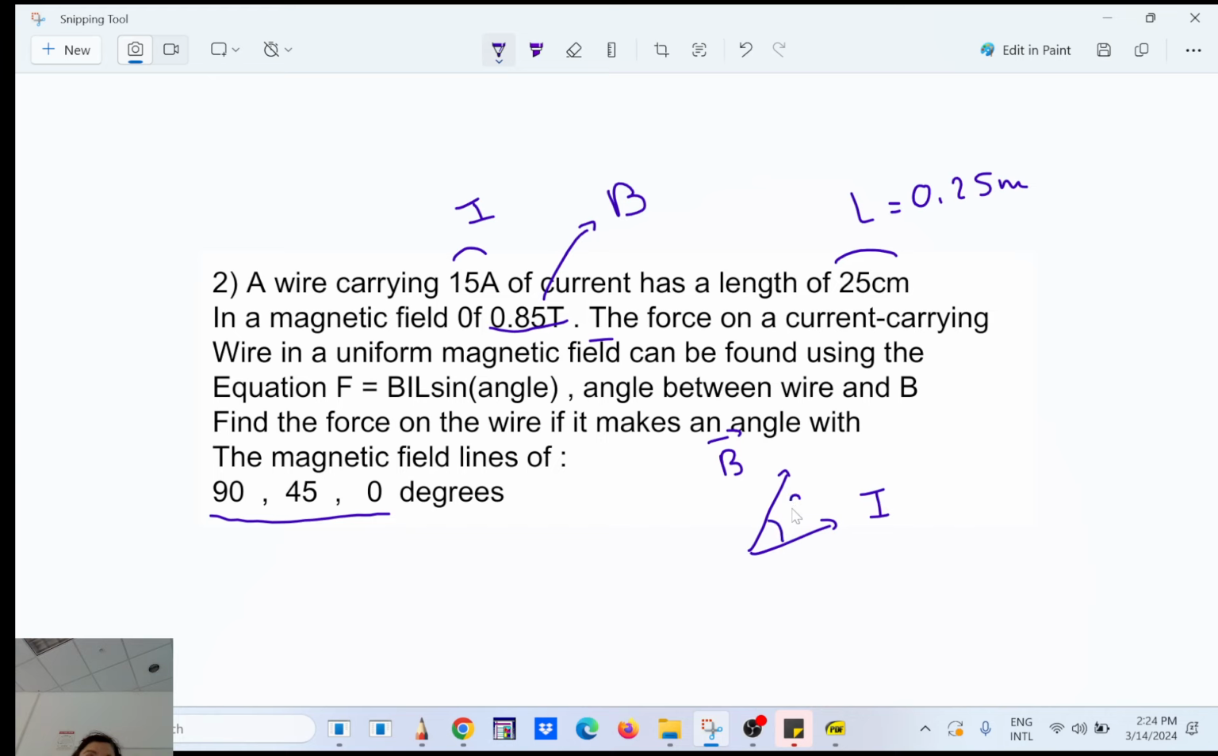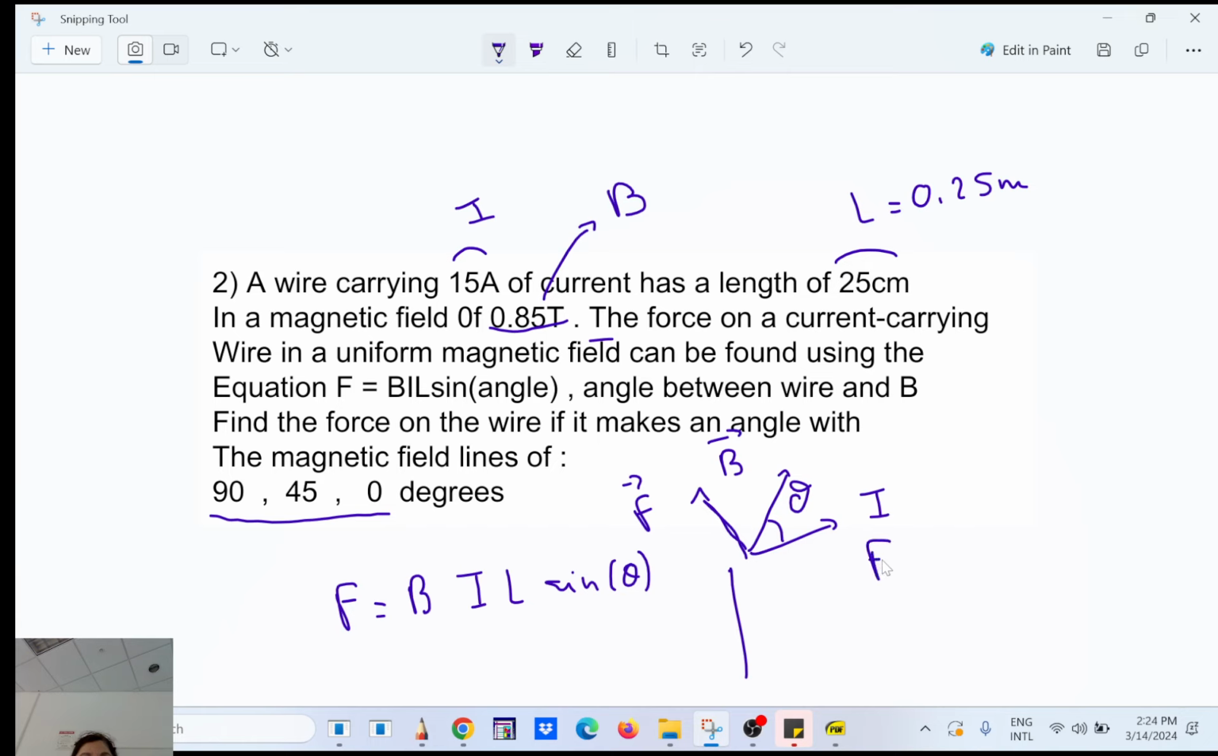That will be the angle between them. And that will be the force here. So the force equals B, I, L, and the sine of the angle between them. So you can plug it in.